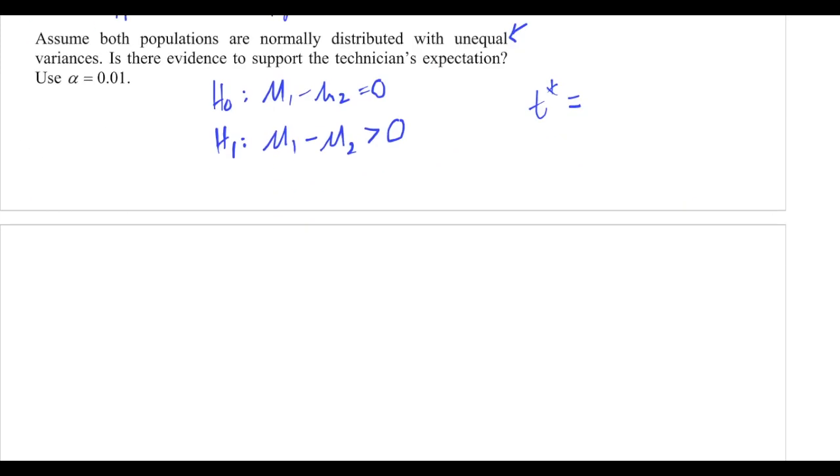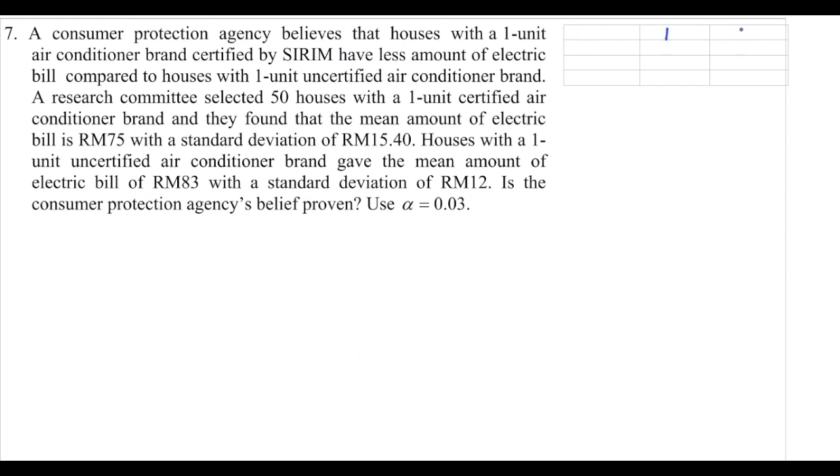Okay, next question. So you have two populations. Okay, this question is not clear. I would like to change the question a bit. A research committee selected 50 houses with one unit certified air conditioner, and again 50 houses with uncertified air conditioner. So you have 50 houses for the certified air conditioner, 50 for uncertified.